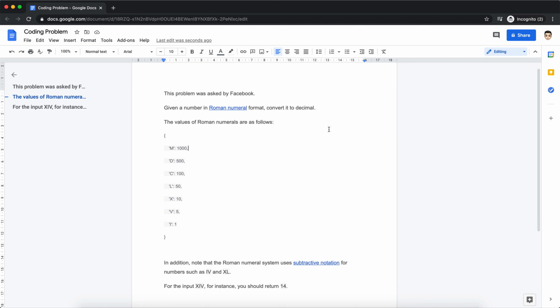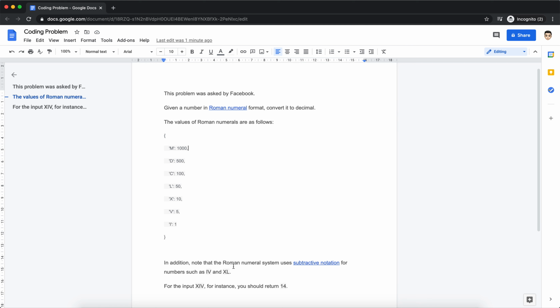So today the question that we are gonna solve was asked by Facebook. The question is: given a number in Roman numeral format, convert it to a decimal number. Okay. So the values of Roman numerals are as follows: M signifies 1000, D 500, C 100, L 50, X 10, V 5, and I is 1.